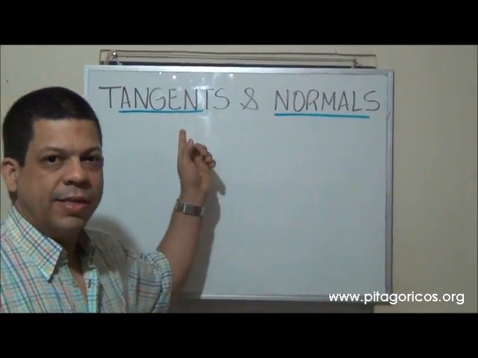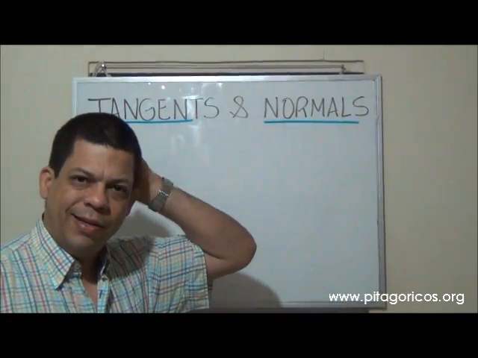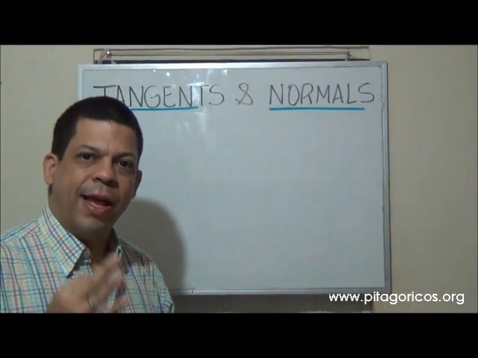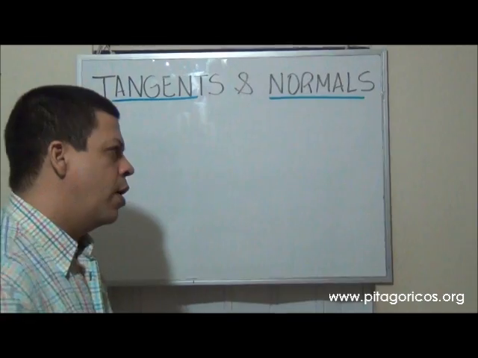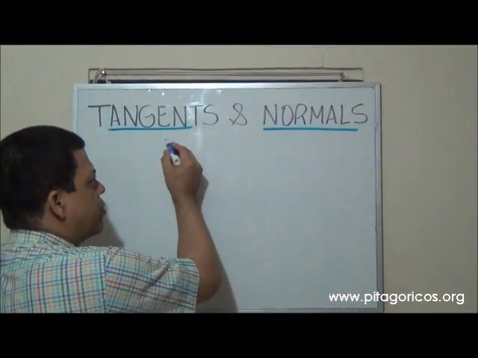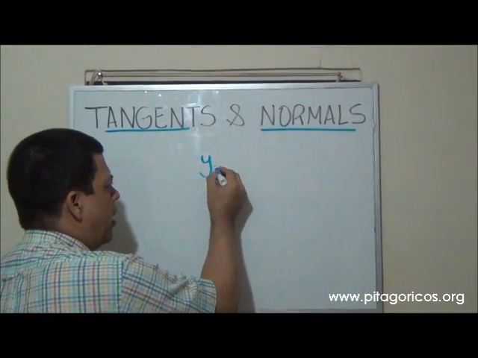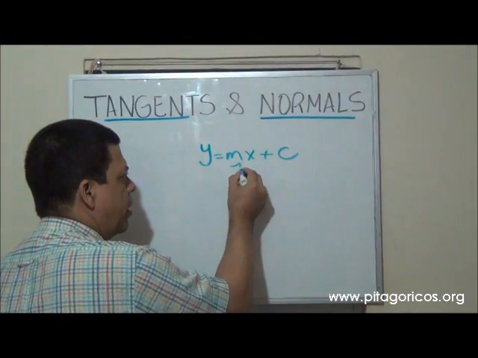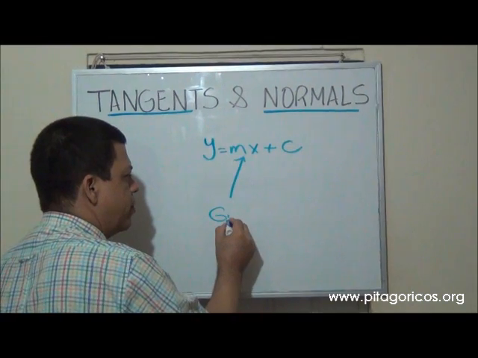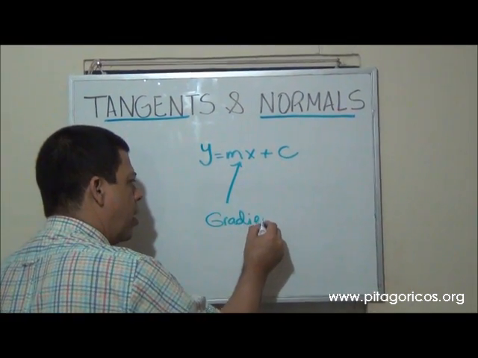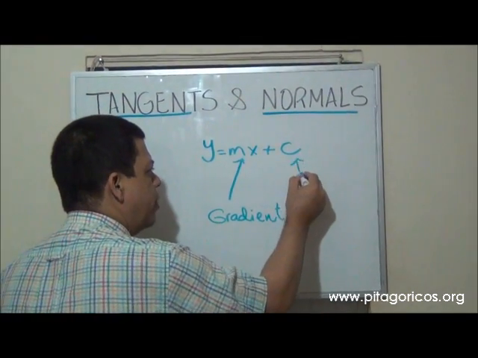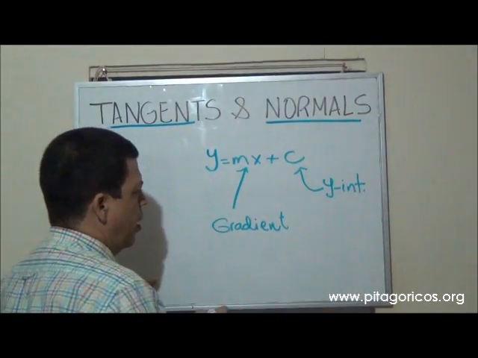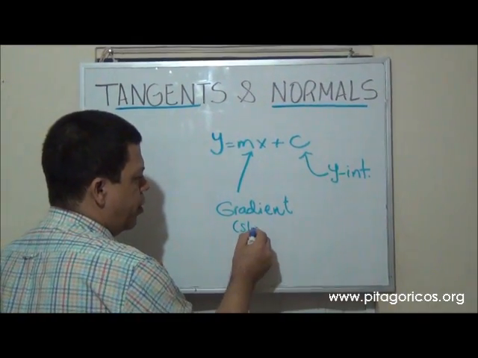Now that we know what a tangent and a normal line is, we have to remember that to define any straight line we need two things. Remember that every straight line is defined by y equals mx plus c. Remember that this value is called the gradient, and this other value is called the y-intercept. This is also called the slope.